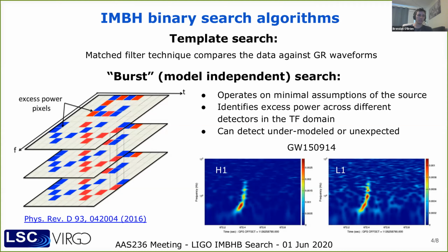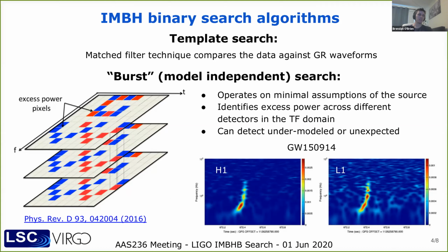Now, this method does not look directly at the waveforms predicted by general relativity. Instead, it searches for an excess of power across your different detectors, your detector network. And it does all of this in the time frequency domain. So a cartoon of that is pictured to the left. You can see we have different detector data streams, and we can look at them side by side in the time frequency domain.